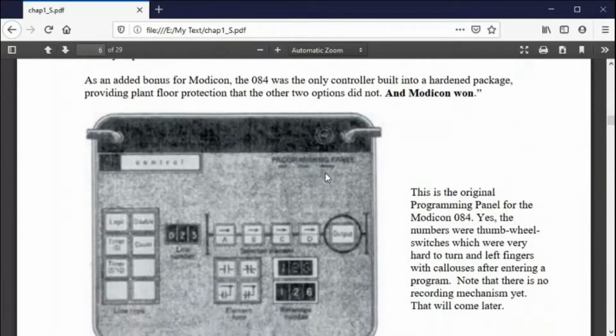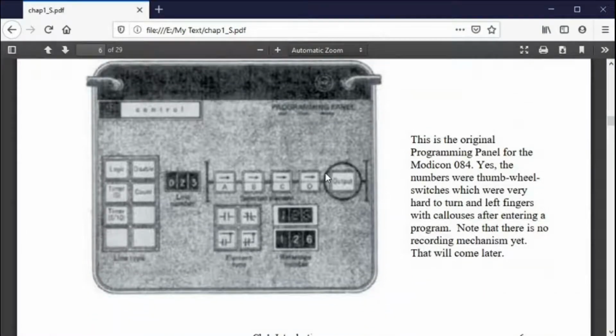This is a picture of the programming panel of the Modicon, and as you look at it, it's nothing more than a bunch of buttons, and it's very simple, and the addressing was set with thumb switches and then buttons. So again, I just bring that to your attention, that was a picture of the original programming panel. Sorry that it is not more clear, but that's the best we have today.